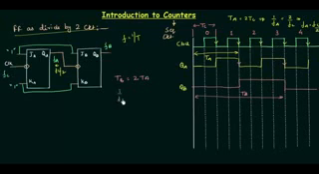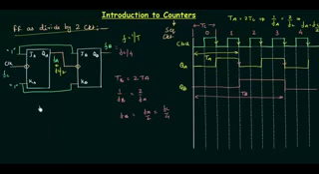So 1 by FB is equal to twice of FA, or FB is equal to FA by 2, and writing it in terms of FC, I'm having FC by 4. So FB is equal to FC by 4. Frequency is now 1 by 4th. So again it is divided by 2.